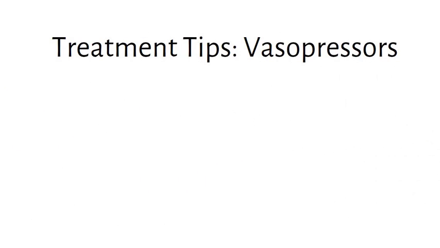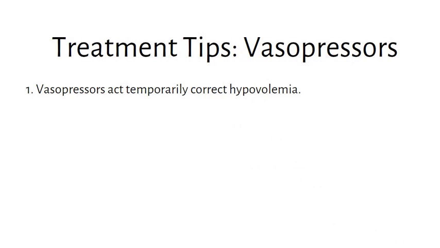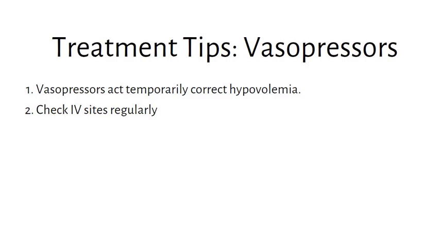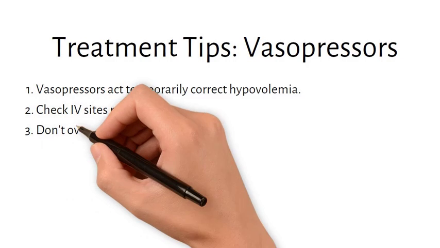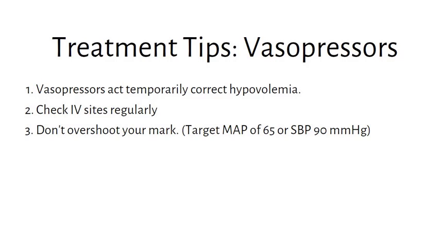Here are a few tips for using vasopressors. In sepsis, vasoactive drips will only temporarily correct hypovolemia, and then the patient will become unstable again until the fluid volume status of the patient is corrected. Check IV sites regularly. Peripheral vasopressors can damage tissue if it extravasates. Don't overshoot your mark. Initially target mean arterial pressures of 65 and systolic pressure of 90. Higher blood pressure does not mean better outcomes.